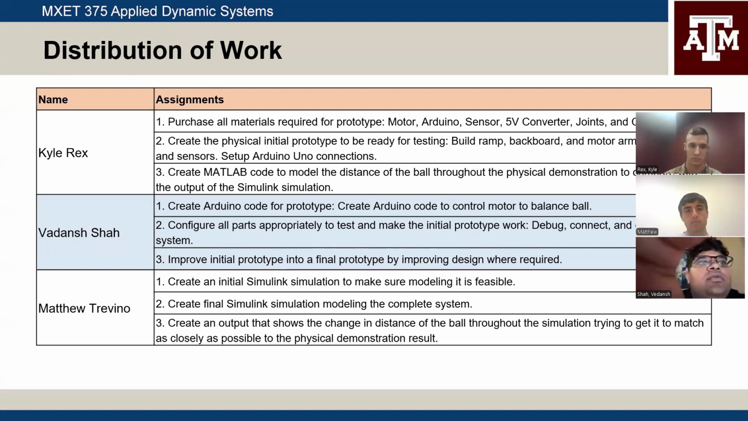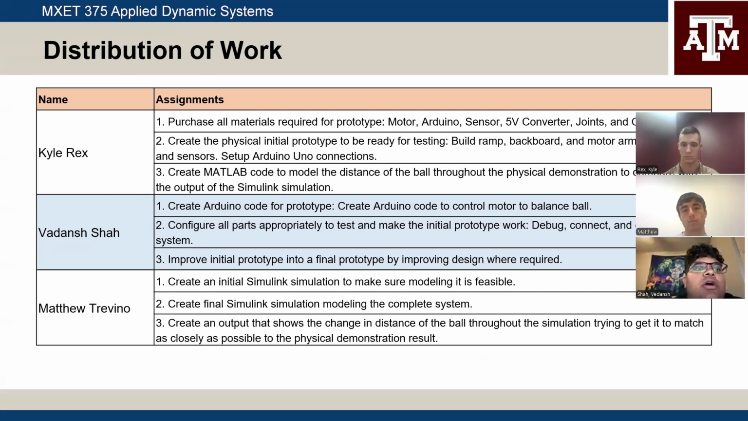So the distribution of the work goes as follows. Kyle is gonna first purchase all the materials. That includes the motor, Arduino, the sensor, the 5-volt power supply, the joints, and the cardboard for the prototype, along with some nuts and bolts. And then he is going to create the initial prototype with the cardboard and then start with the motors, so we have a working idea of how everything is gonna be.